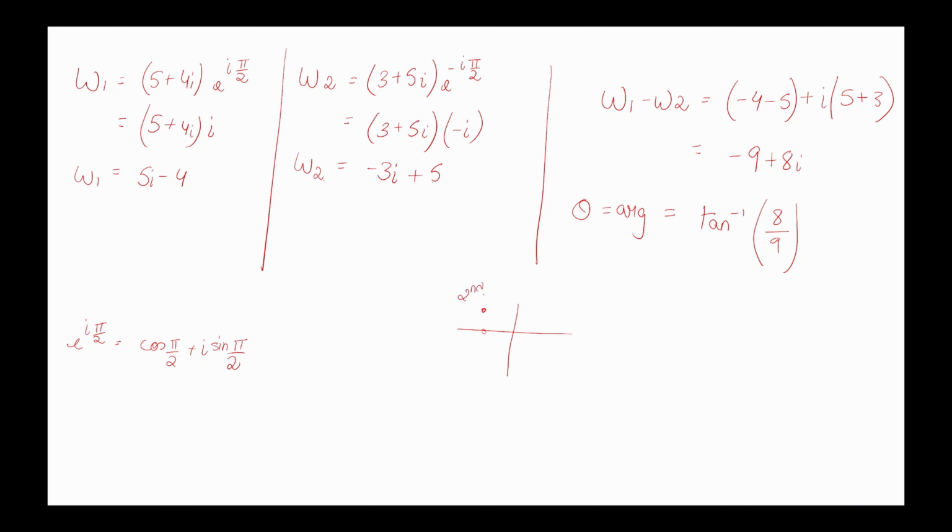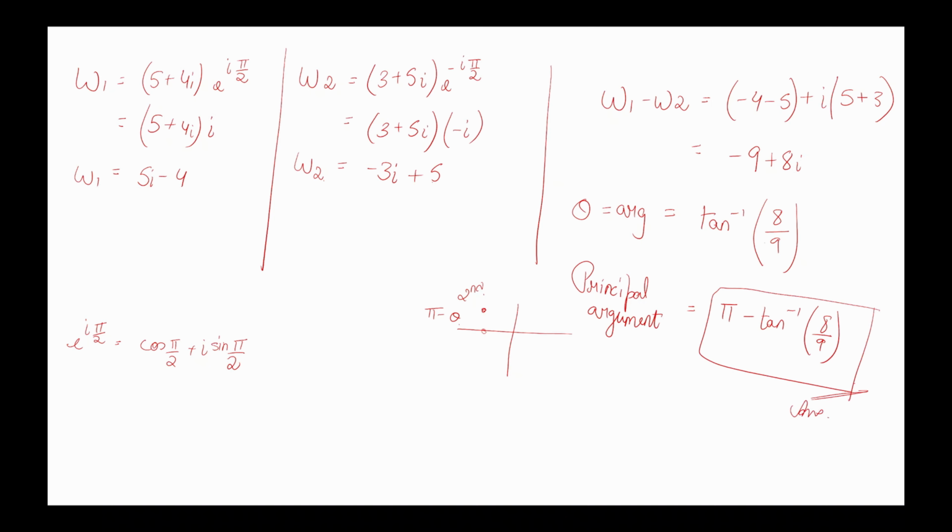That means it is going to lie in the second quadrant. And for the second quadrant, I hope you all remember what principal argument we had studied. It used to be pi minus theta for the second quadrant. So my principal argument is simply pi minus tan inverse of 8 by 9. So I've gotten this as my answer.